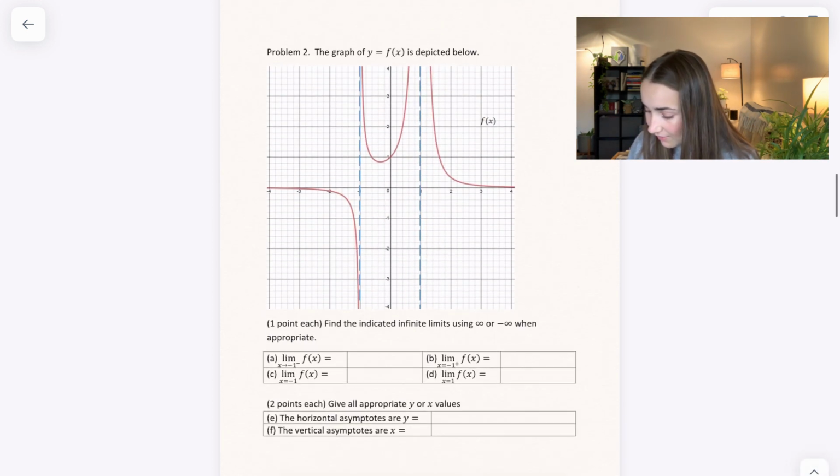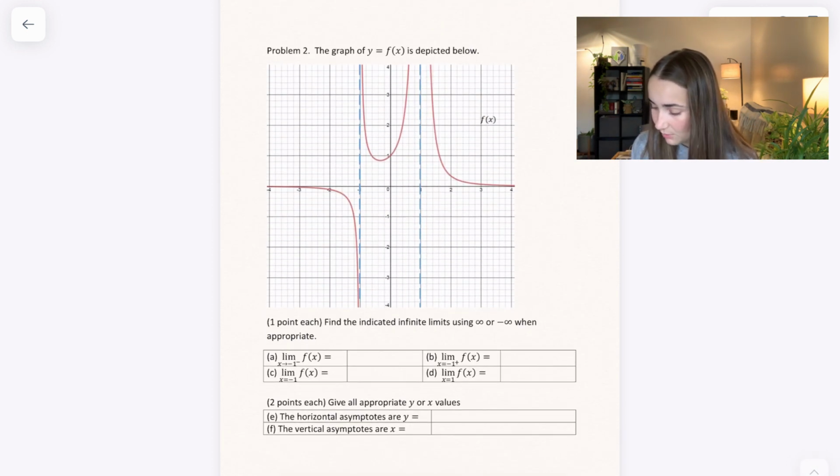So here we are given another graph. We have y equals f of x. And again, we want to go ahead and find these different limits. So let's go ahead and look at our first limit, part A right here. We want to look at the limit as x approaches -1, which is this vertical asymptote right here. But we're going to be approaching from the left side, so the negative side.